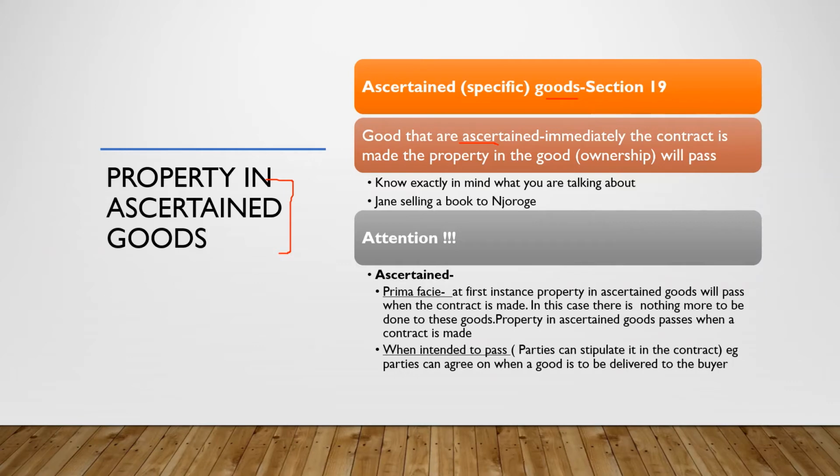The other thing you need to appreciate is that as far as ascertained goods are concerned, ownership may pass according to the intention of the parties, meaning that parties can choose to stipulate the terms in a contract to agree on when property will pass to the buyer. So remember to consider these two explanations provided on your screen.